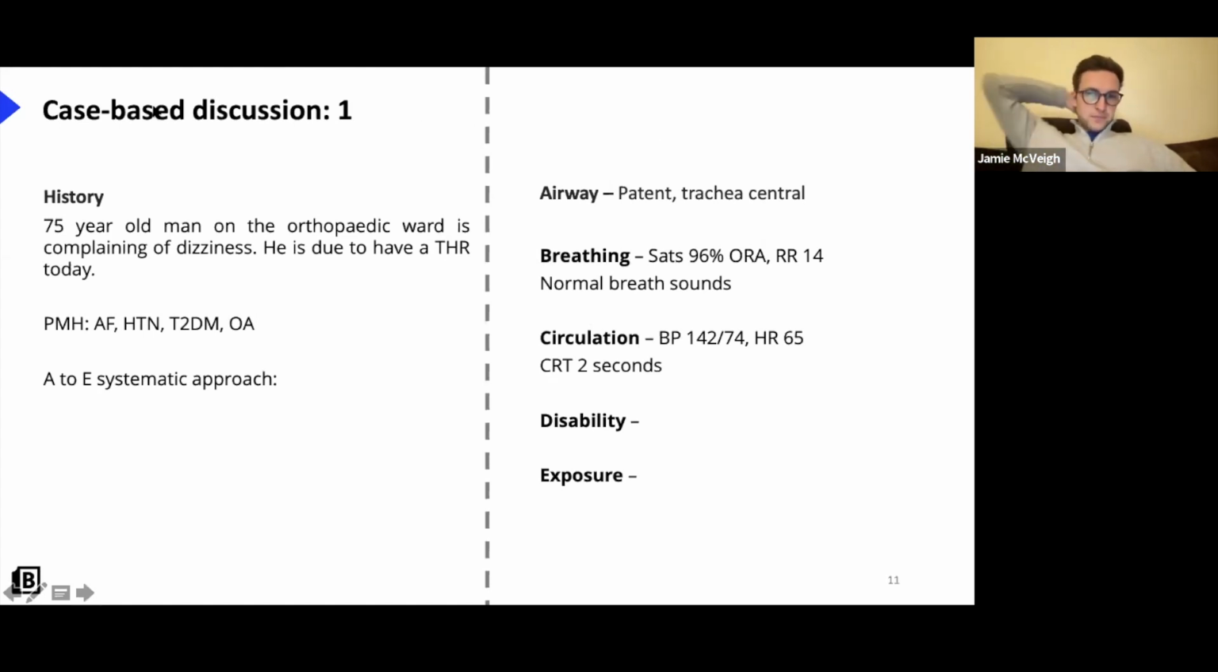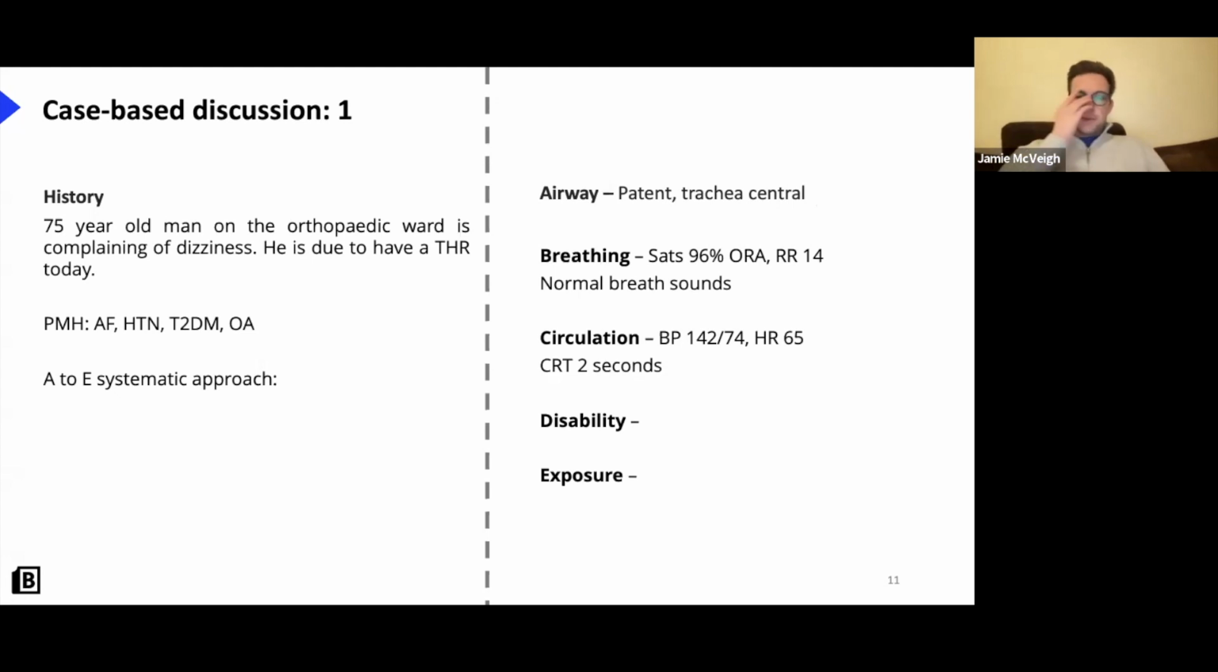So, first case, you are called to see a 75-year-old man on the orthopedic ward who is complaining of feeling a bit dizzy and a bit giddy. He's meant to have a total hip replacement today. It's about 10 o'clock. You're just covering the ward bleep. Oh no, let's say it's about 7 o'clock. The day hasn't started yet. Ward runs at 8. And you're finishing your night shift.